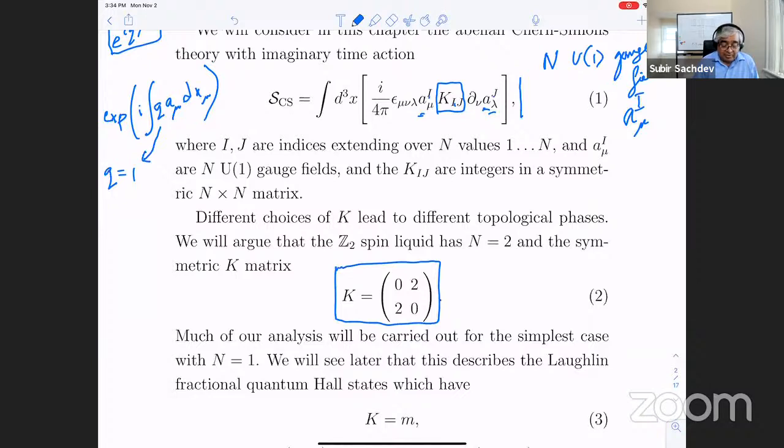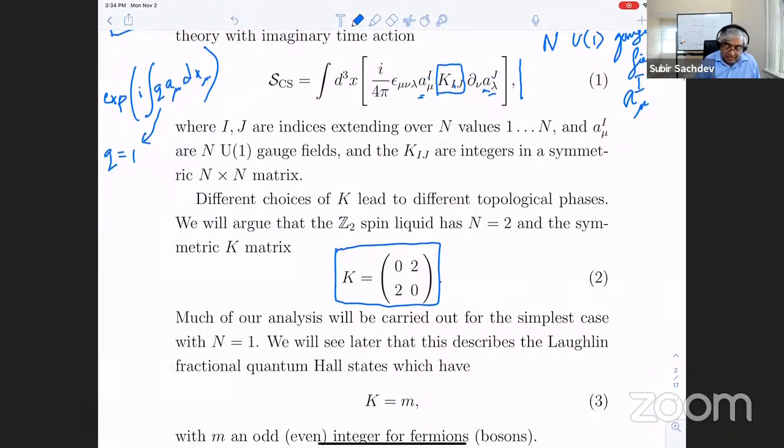Okay. Another very important case is when n is 1, that's the simplest case, and K is just an integer, m. And that describes the fractional quantum Hall state at filling fraction nu equals 1 over m. So if you had a system of bosons, which you can have in cold atoms, which form a fractional quantum Hall state, then m is an even integer. For fermions, it has to be an odd integer. Okay. So, and there are other values of K that we're going to meet, but the case that we've already met turns out to be this particular K matrix.